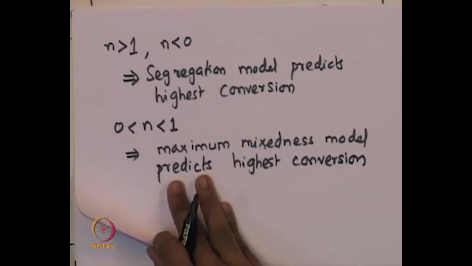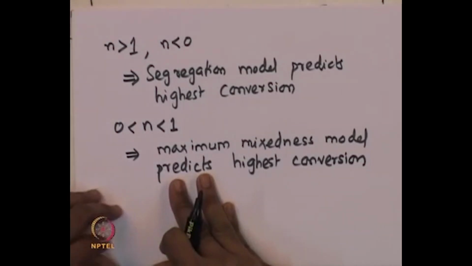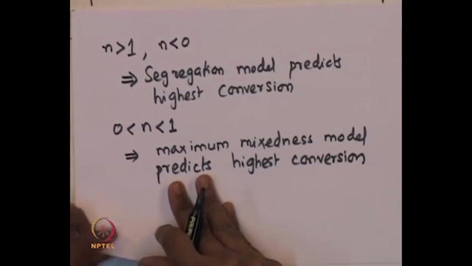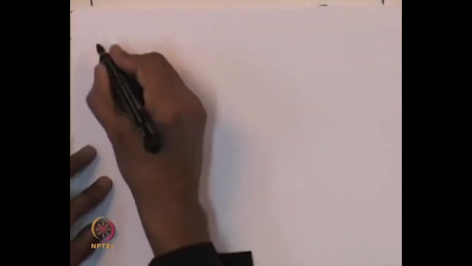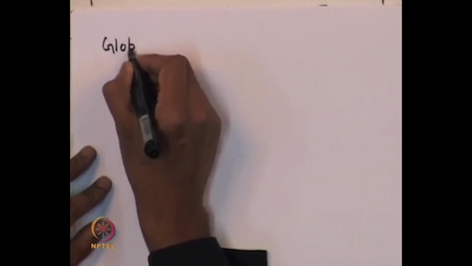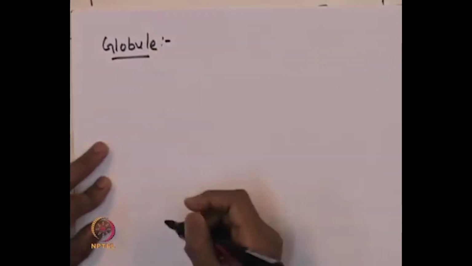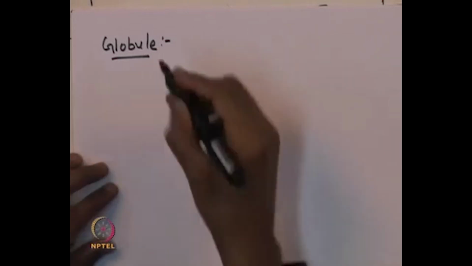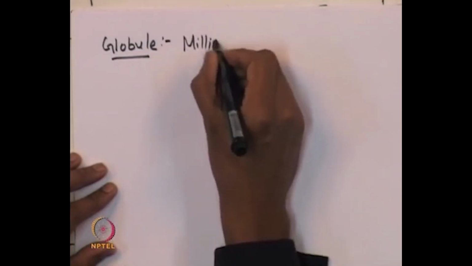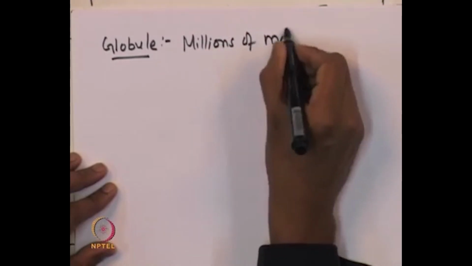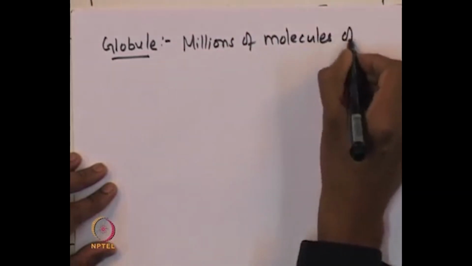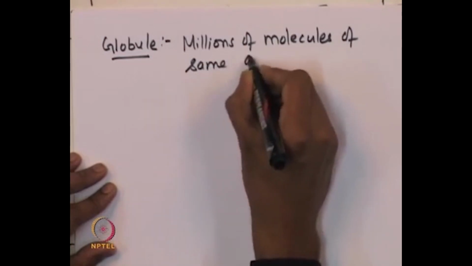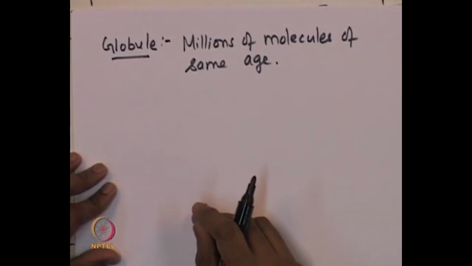Now, there are a few definitions that we need to define before we attempt to consider the segregation model and the maximum mixedness model. The first definition is, what is a globule? A globule is basically a group of millions of molecules which are essentially of the same age. So, that is what a globule is.